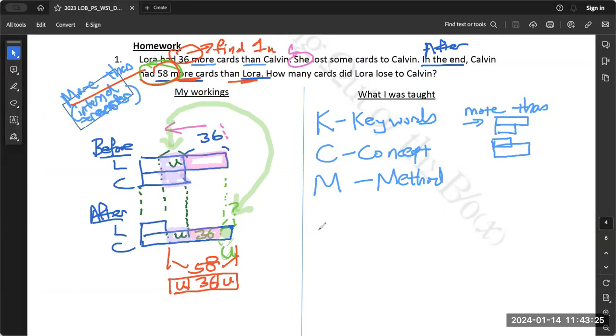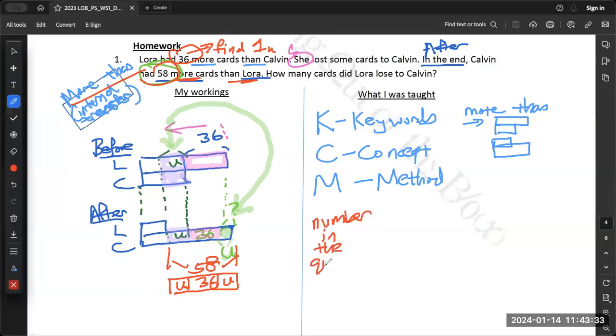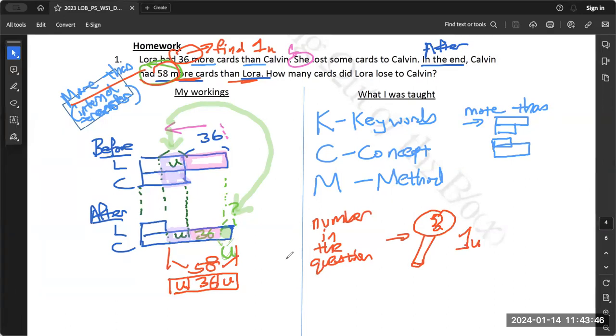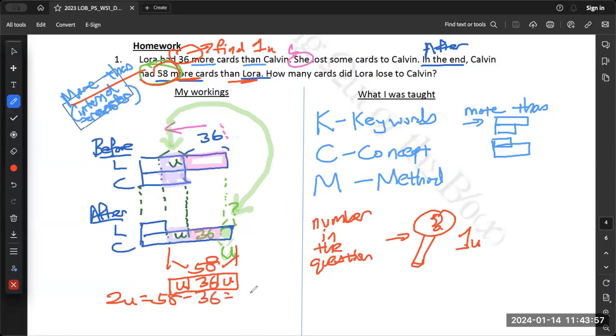Okay, so you can write here as a vision note, which we always do in class. The number in the question is to find, magnifying glass, find. Not the best drawing, you can see that I'm not an artist. To find 1 unit. So children, don't be scared. When you see numbers, it's okay. It's find 1U. Find you, not me. So 2U is equals to 58 minus 36, which is equals to 22. And 1U is 11.